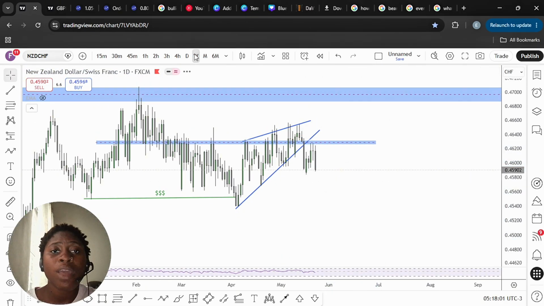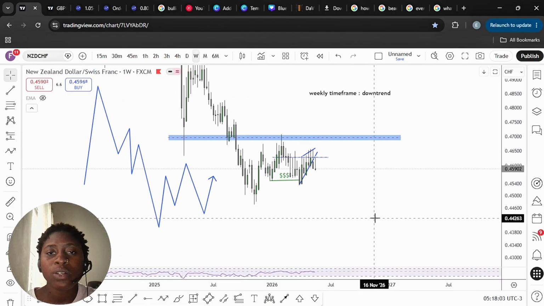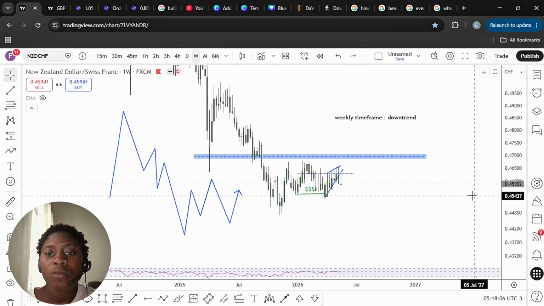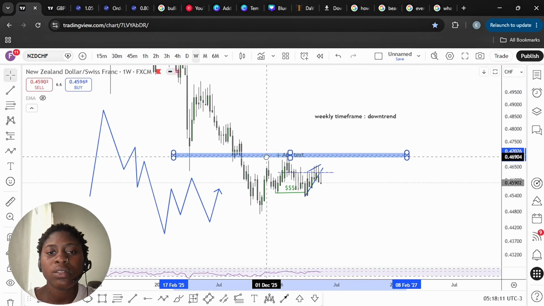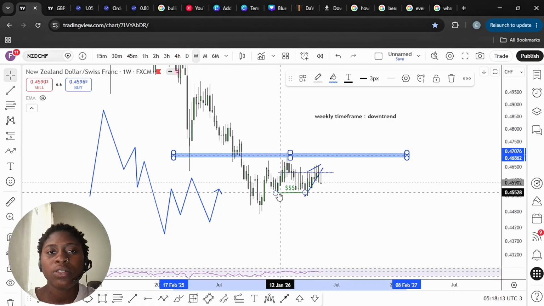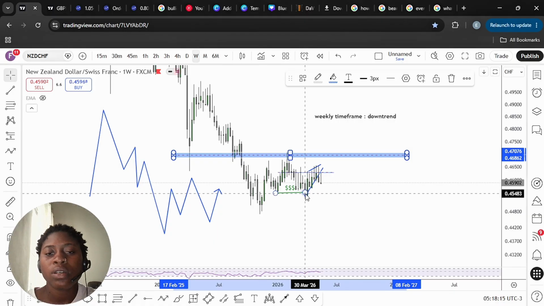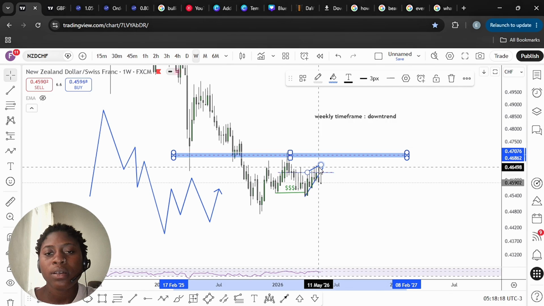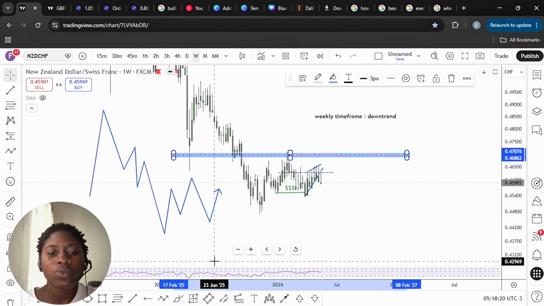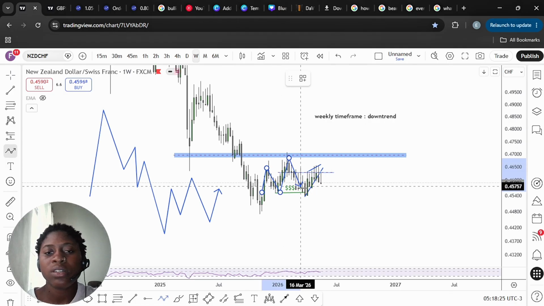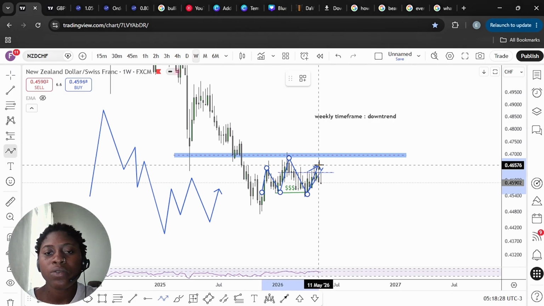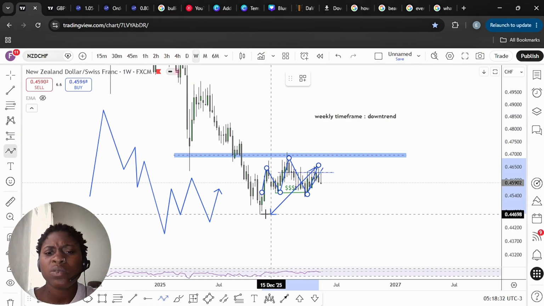For this one, we have our weekly time frame as a downtrend, right? Because it's currently trading at this resistance, and then it broke the internal daily structure and then pulled back, and now also forms a head and shoulders, which is a sign of imminent reversal. We expect price to definitely sell to make a lower low.